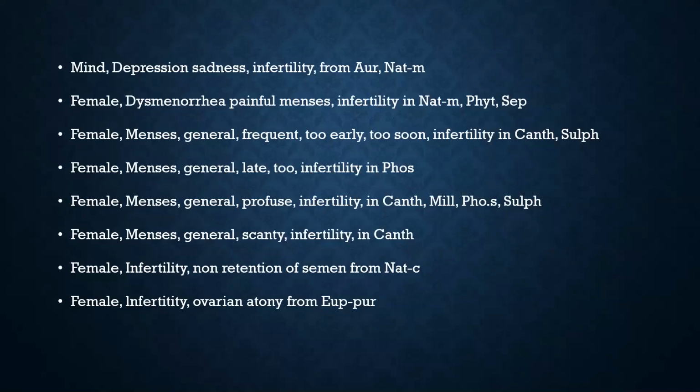If you go to the chapter female, we find dysmenorrhea, painful menses. Under that, infertility in will be there. So female, menses, general, frequent, too early, too soon, infertility in. Then female, menses, general, late, too late, or infertility in. These are the other categorizations of infertility under different rubrics. So there is a particular rubric, female infertility, non-retention of semen from, and that is Natrum carb. Then infertility, ovarian atony from, Eupatorium.